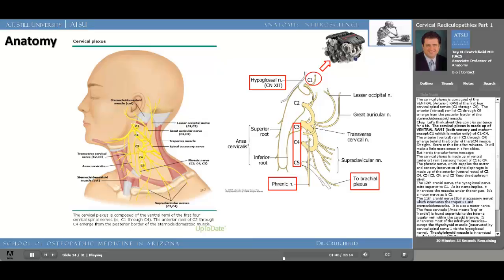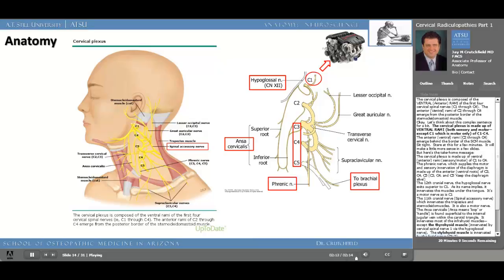The ansa cervicalis (ansa means loop or handle) is found superficial to the internal jugular vein within the carotid triangle. It innervates most of the infrahyoid muscles, except the thyrohyoid muscle, which is innervated by cervical spinal nerve 1 via the hypoglossal nerve. The stylohyoid muscle is innervated by the facial nerve, C7.